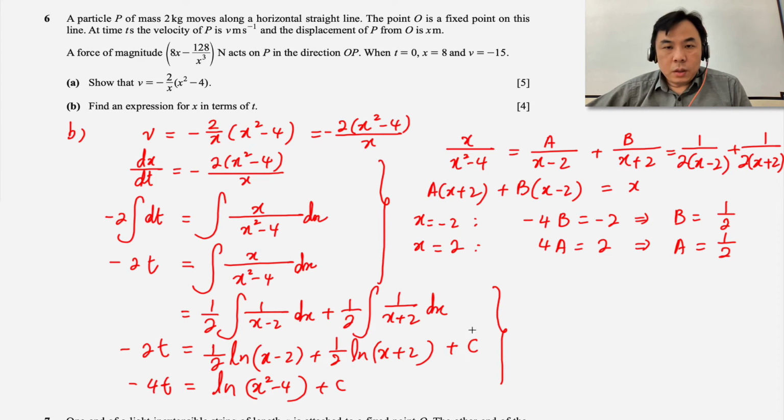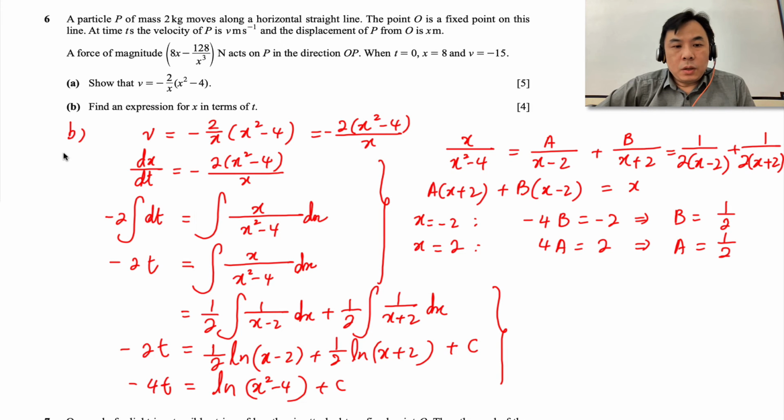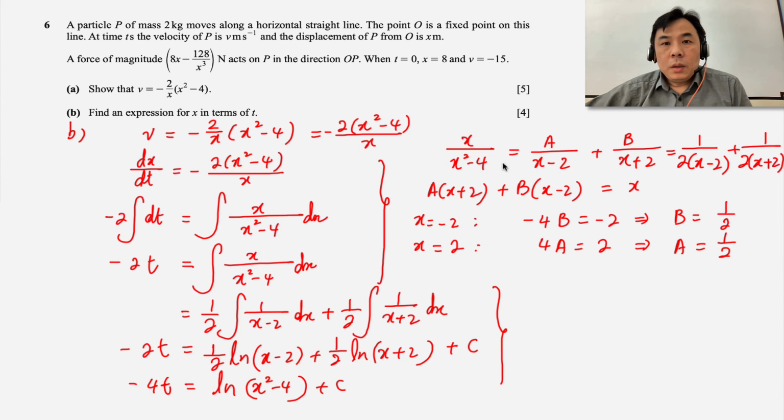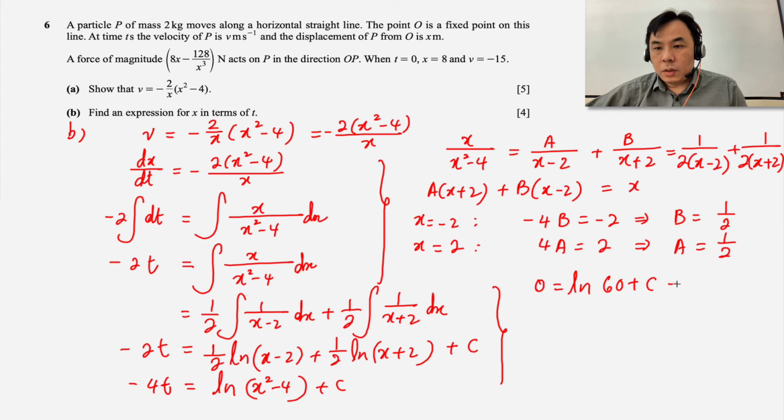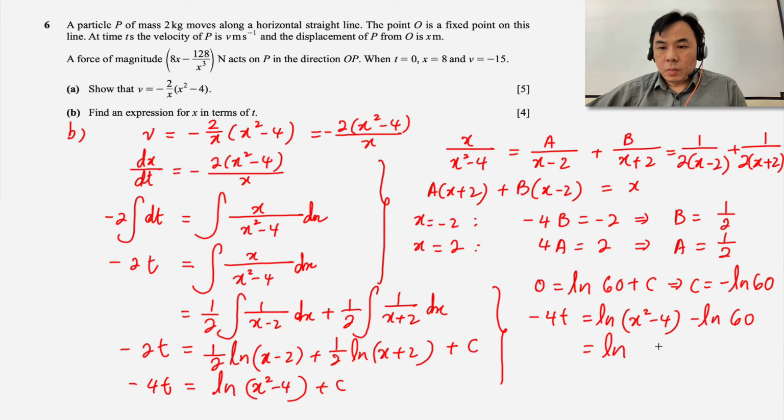Right. And then from here, you can apply the initial condition to obtain the value for c. When t is equal to 0, x is equal to 8. Right. Now, based on this, we have 0 equal to ln 60 plus c. Therefore, c would be negative ln 60, right? So from here, we can finalize our expression as negative 4t minus ln 60. And then we can combine this as ln of (x squared minus 4) over 60.